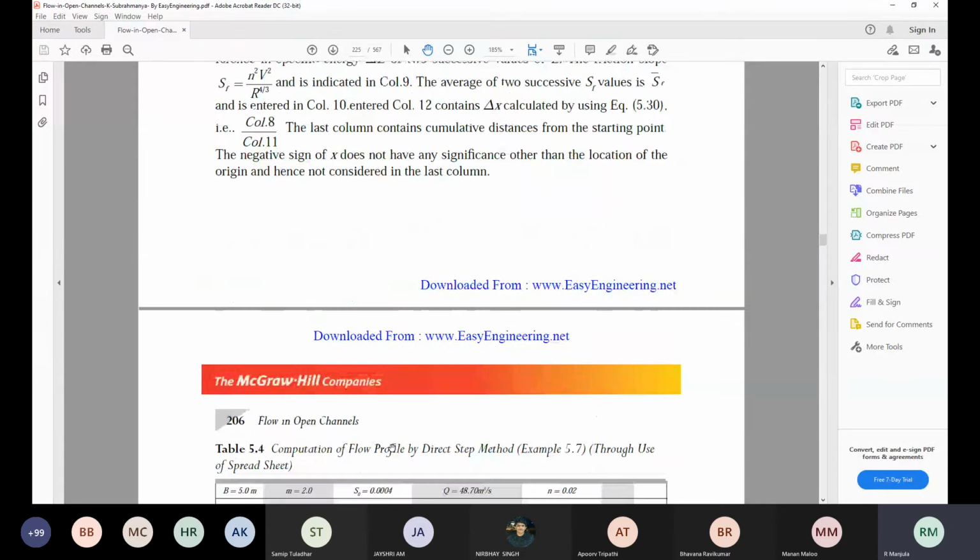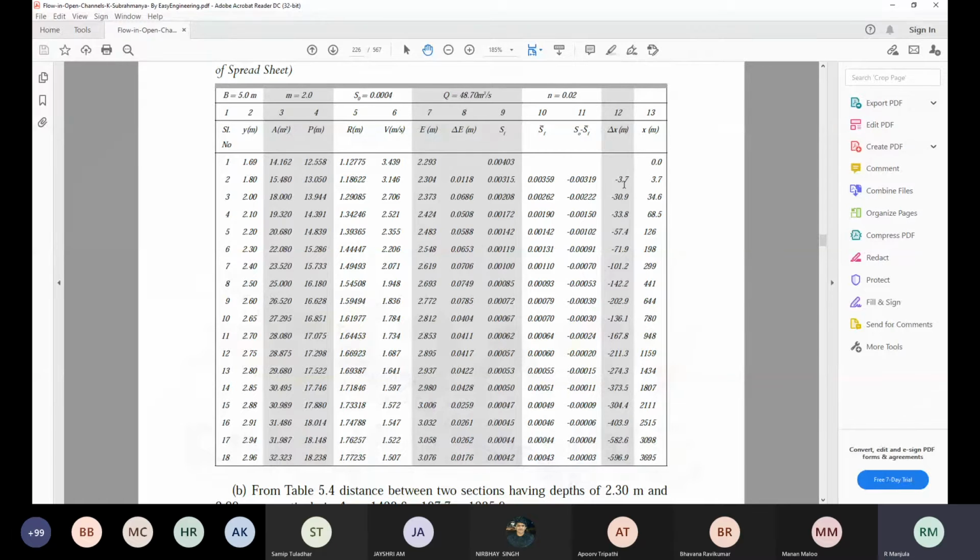So you can find out what your delta X is. S0 minus SF bar is column number 11. E2 minus E1 is column number 8, divided by column number 11. 8 by 11 will give you the delta X. Now repeat this procedure until you are reaching 2.96 meter.